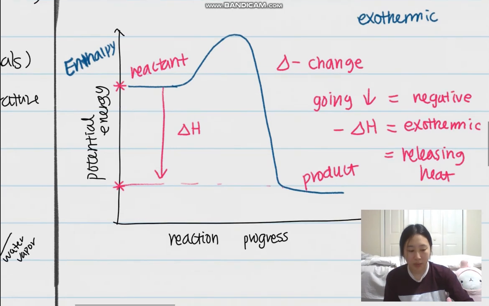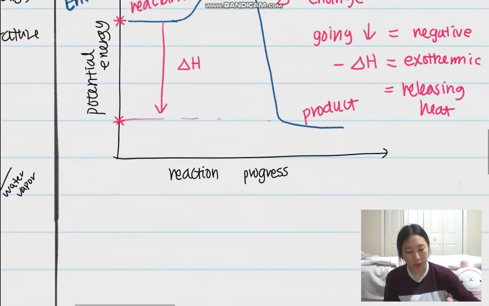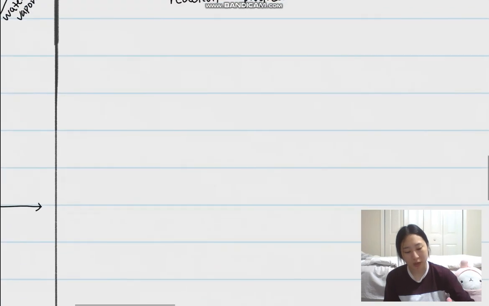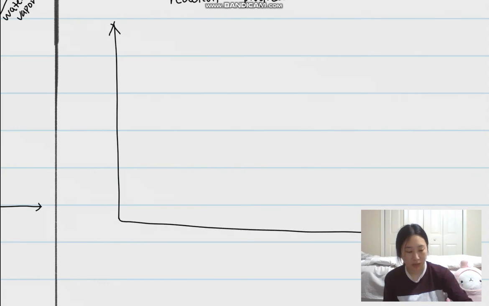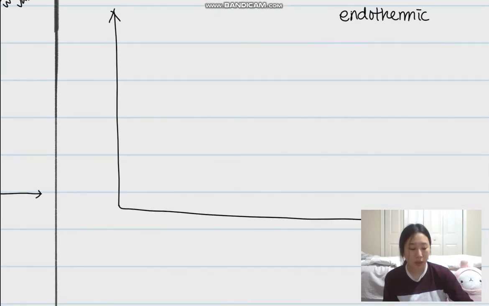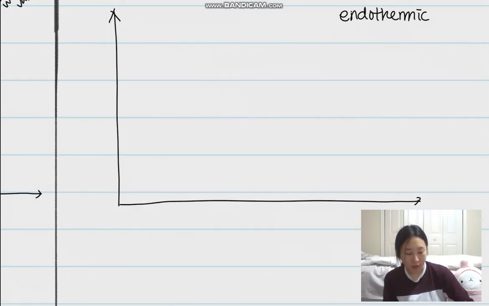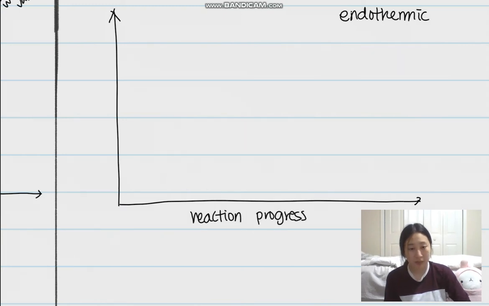Alright, that was the exothermic reaction. Then let's do the endothermic reaction diagram. I think you have already seen these two. Alright, remember we're just making these notes for us to organize what we have learned. So again, reaction progress, and then this will be potential energy or enthalpy.